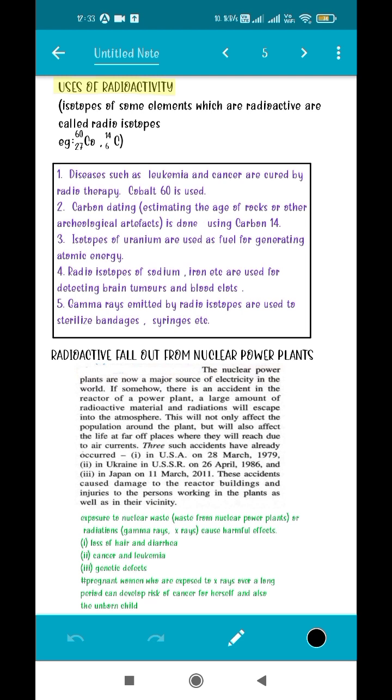And gamma rays are very useful for sterilizing certain surgical instruments, bandages, etc. All the germs present will be killed when gamma radiations are given to them.